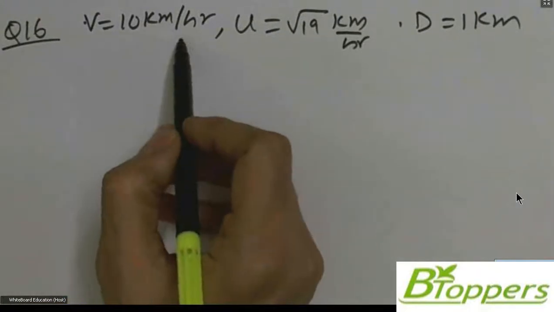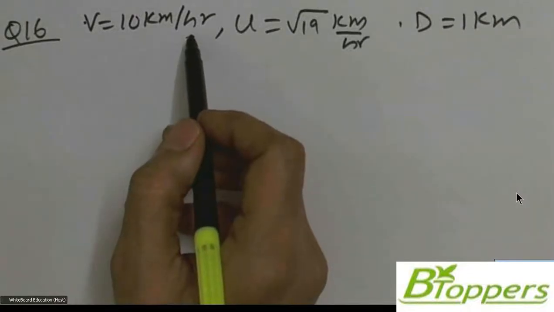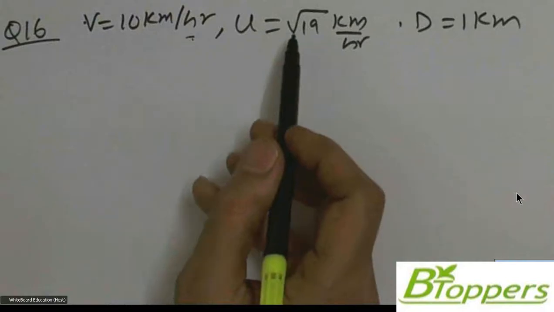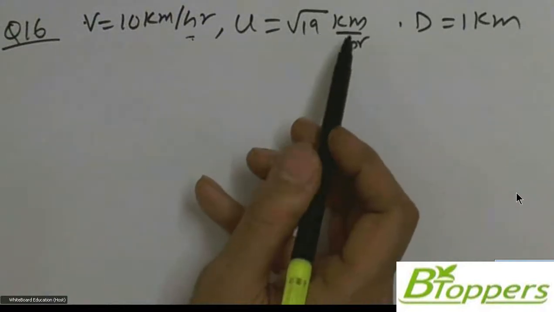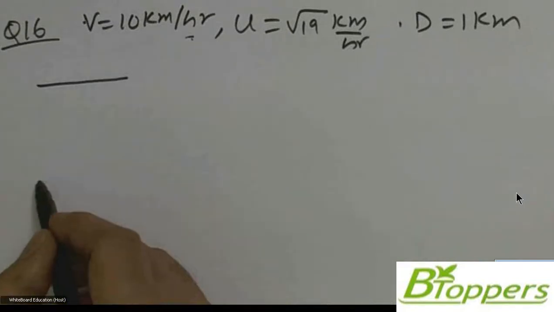So here you are given V equal to 10 km per hour, meaning the speed of the boat in still water. U represents the magnitude of the velocity of river water, which is given as root 19 km per hour. D is the width of the river, which is given as 1 kilometer.